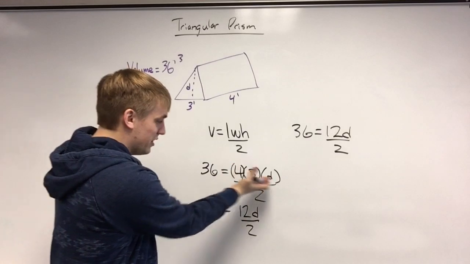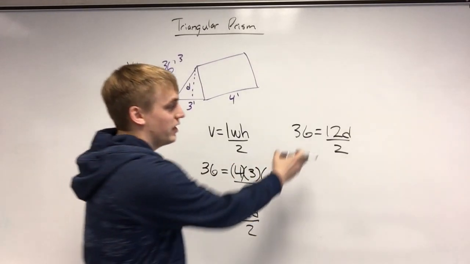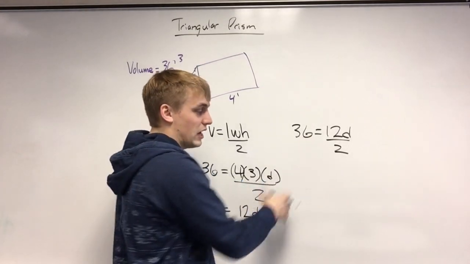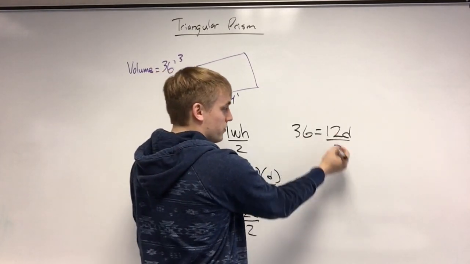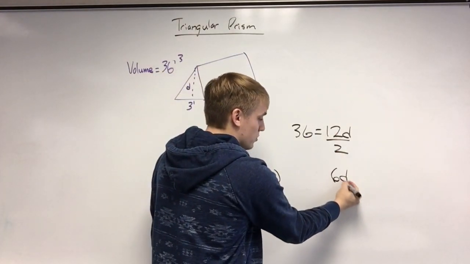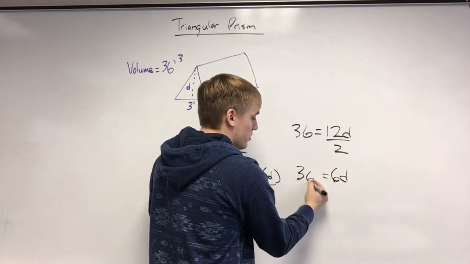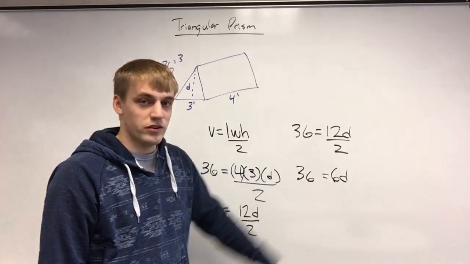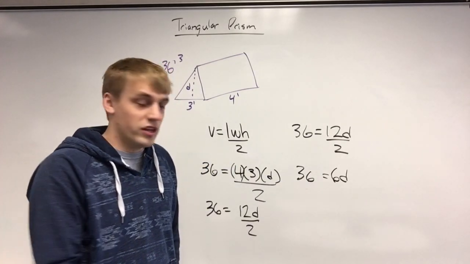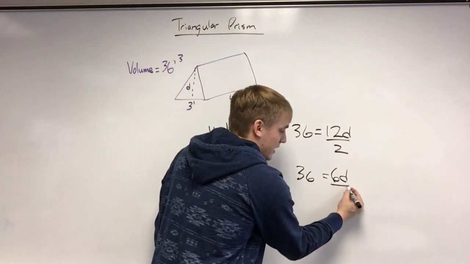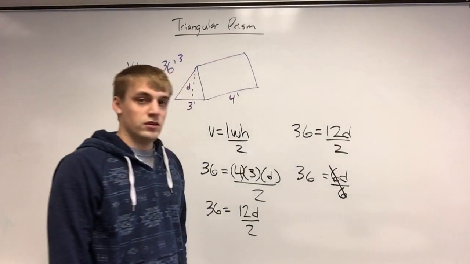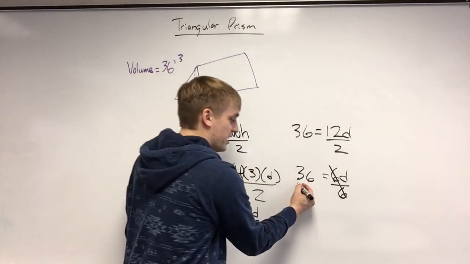So after you've multiplied the top row, the next thing you're going to do is you're going to divide 12 divided by 2 to get this 2 out of the denominator. So 12 divided by 2 is 6. So you get 6D. 36 equals 6D. And then you're just solving for the variable. In order to get the variable alone, you divide by 6. Those cancel. What you do to one side, you do to the other.